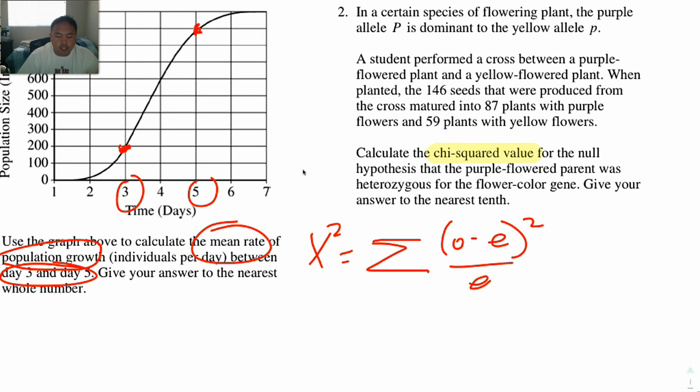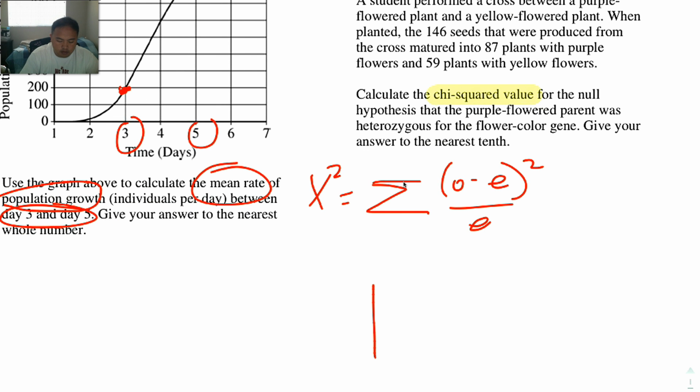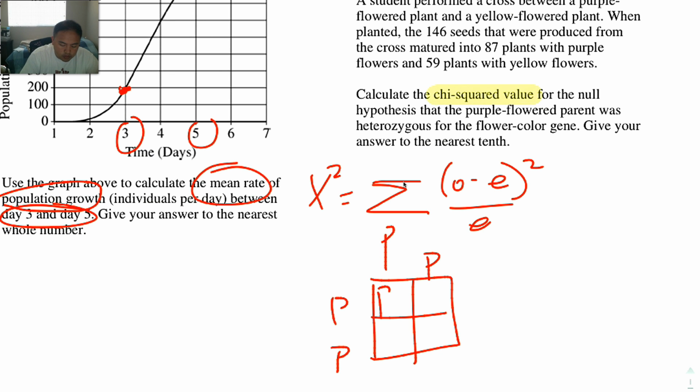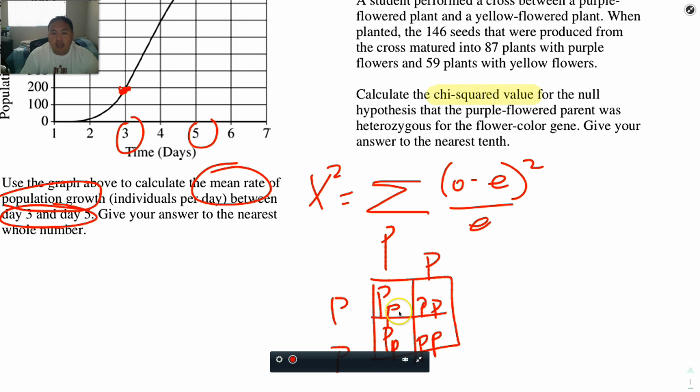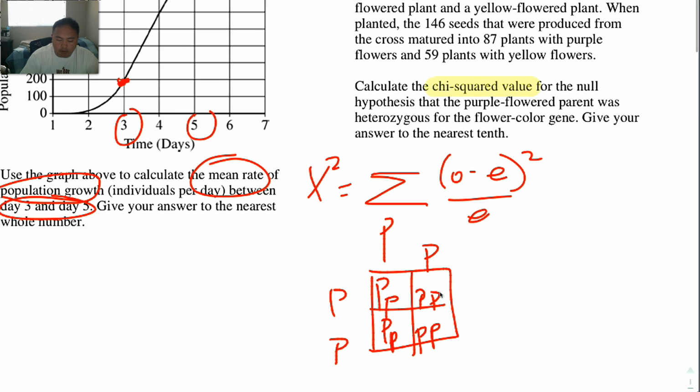So first of all, it says do it for heterozygous. So let's pretend one of them is heterozygous, so I'll do capital P and lowercase p. And the other plant was yellow, so it has to be lowercase p, lowercase p. When I do the Punnett square, you'll notice that half of the kids should be purple and half of the kids should be yellow, but I did not get that.